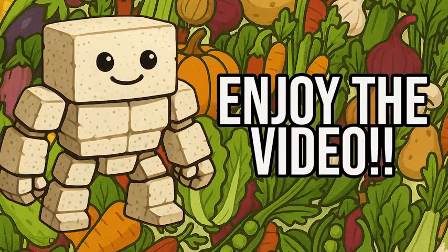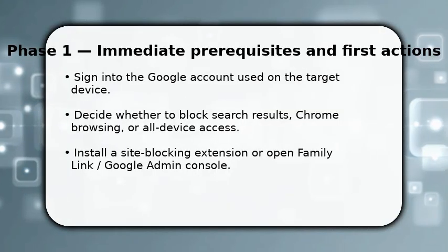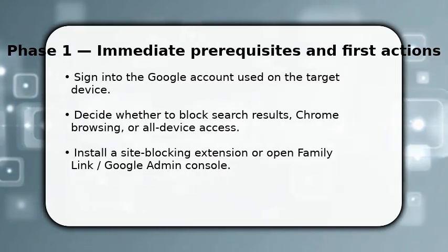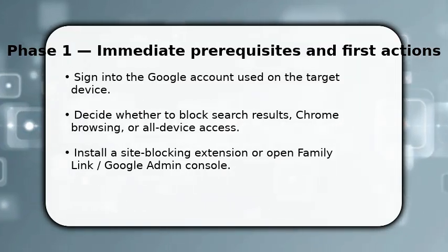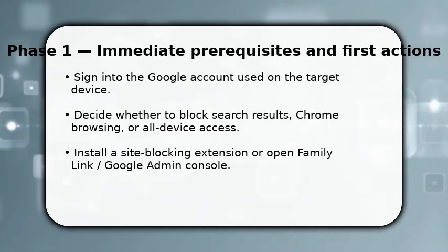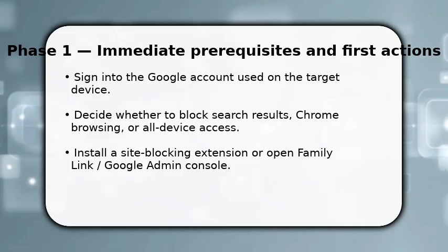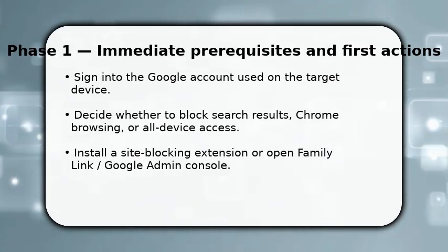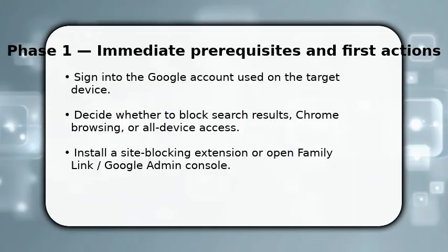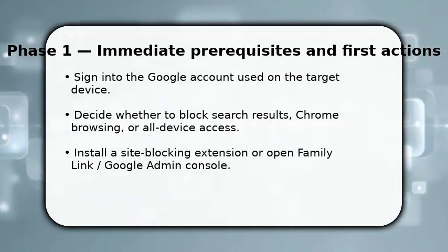Please enjoy the video. You start by confirming account control and scope. Are you blocking search results only, Chrome browsing, or every device? Once signed into the Google account, choose the fastest tool: Family Link for child accounts, Google Admin for managed accounts, or a Chrome extension like BlockSite for single devices.